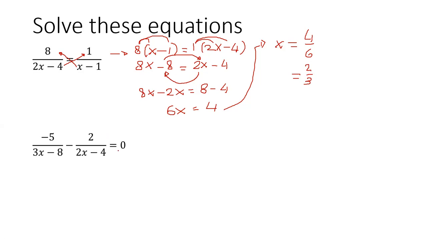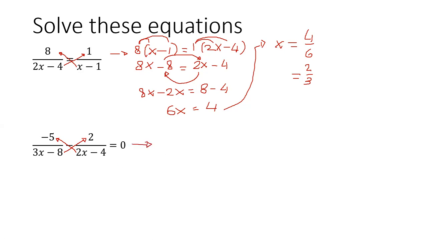How about this one? This problem: negative 5 over 3x minus 8 minus 2 over 2x minus 4. Also, these problems, you could use my strategy, my method, such as this one. This expression, 2x minus 4, could multiply with negative 5. And this expression, 3x minus 8, could multiply with 2.